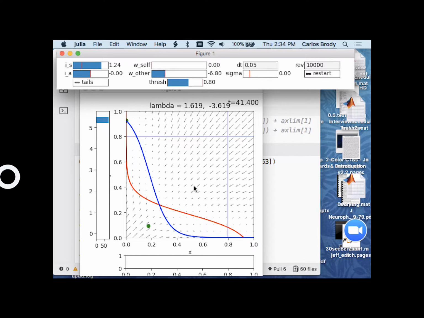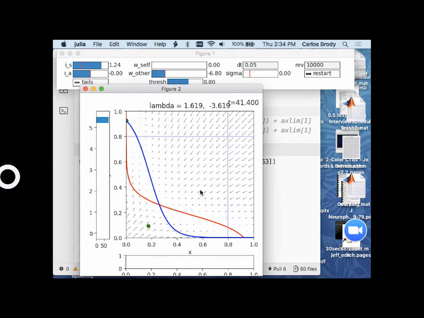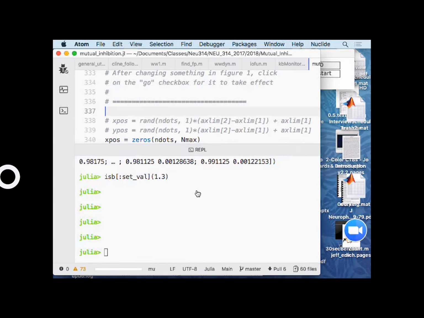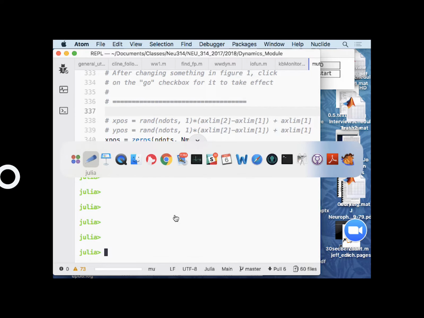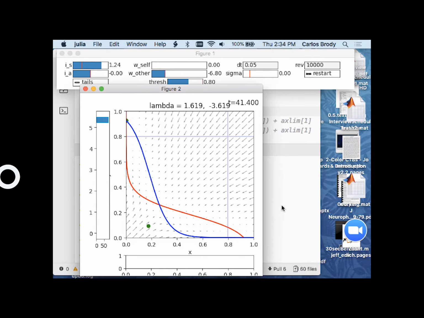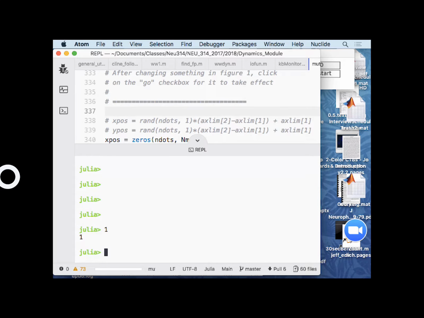My system is frozen. I don't know why. Come back. Come back. It's alive.